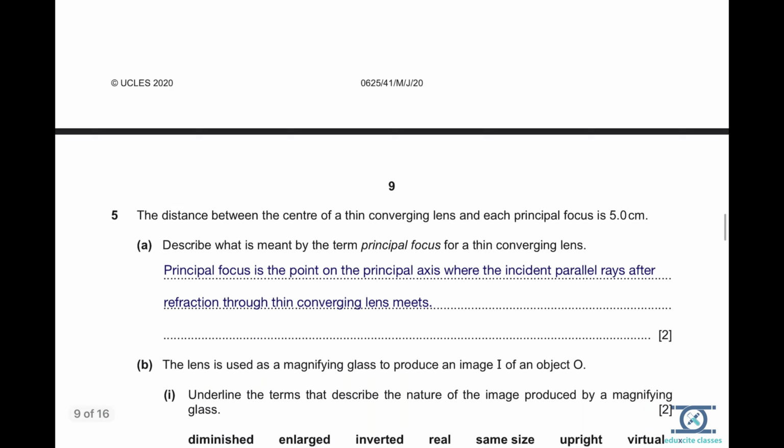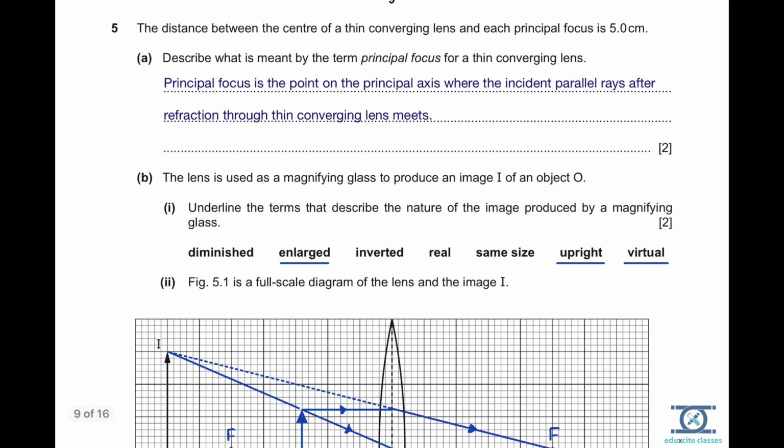Okay. Now question number 5. The distance between the center of a thin converging lens and each principal focus is 5 centimeters. There is a thin converging lens given to us whose focal length, or you can say the principal focus, is at 5 centimeters from the center of the lens. Describe what is meant by the principal focus for a thin converging lens.